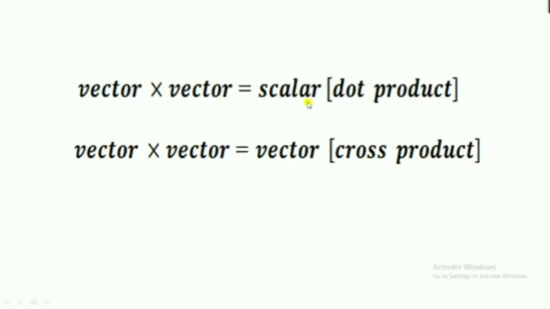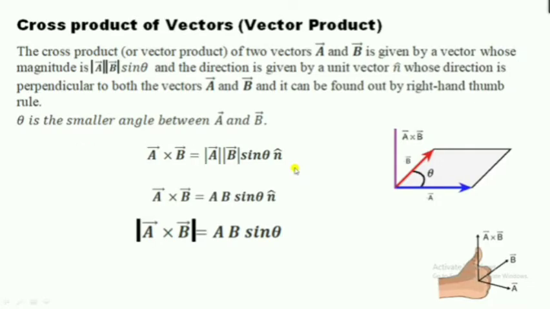When we get a scalar on multiplying two vectors, we call it dot product. And if we get a vector on multiplying two vectors, we call it cross product. So this is the definition of cross product. Suppose you have vector A and vector B, and if theta is the smaller angle between them, then the cross product of A and B is given by A cross B, which is equal to the magnitude of A vector into magnitude of B vector into the sine of the smaller angle between them.